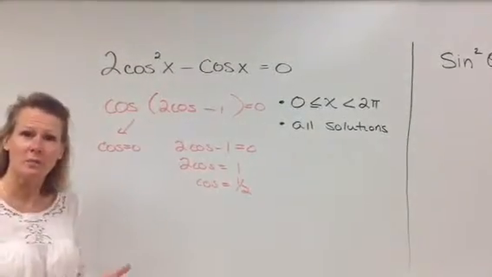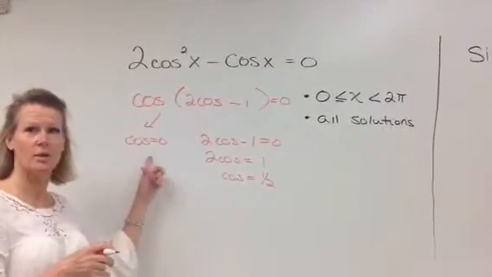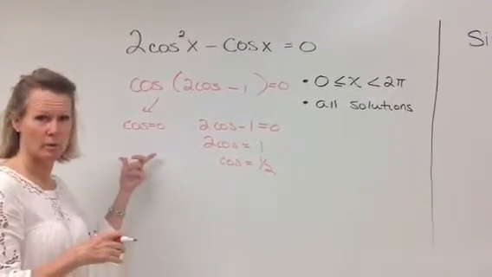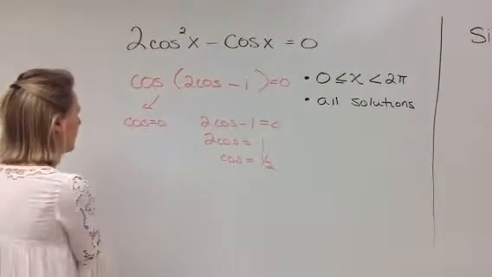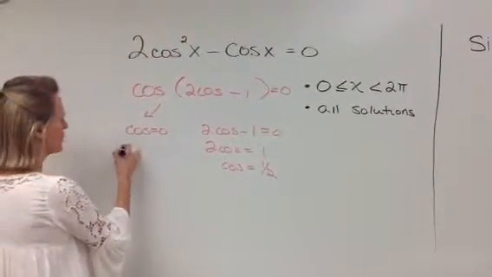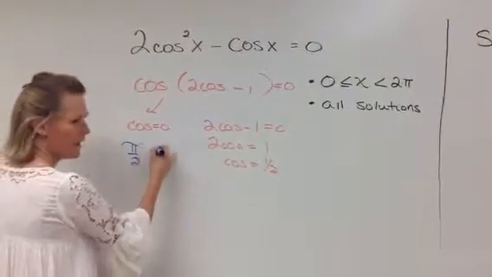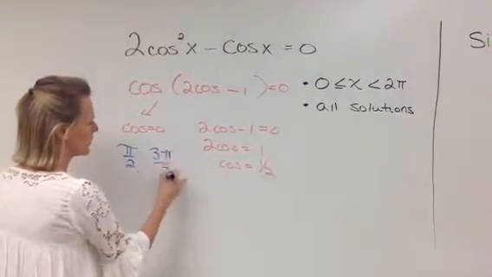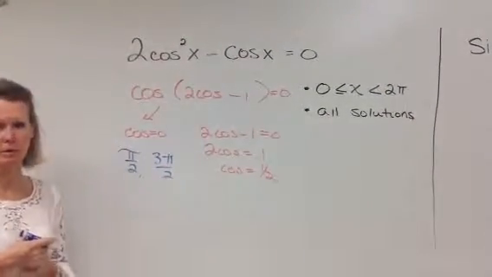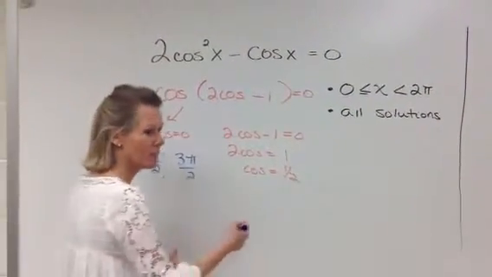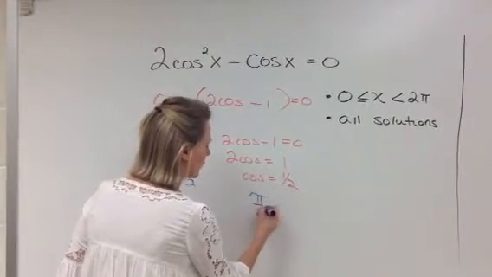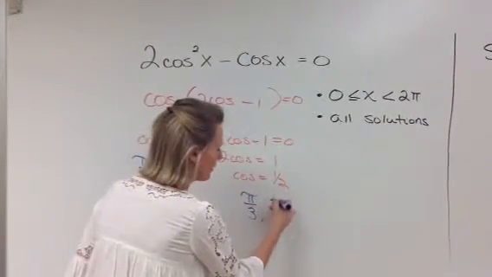So all I'm going to do now is ask myself, okay, where is the cosine value equal to 0? If I look at my unit circle, there are 2 places that my cosine is equal to 0, and they are pi over 2 and 3 pi over 2. So there are 2 places that cosine equals 0. There are 2 places on the unit circle that cosine equals 1/2, and that is pi over 3 and 5 pi over 3.